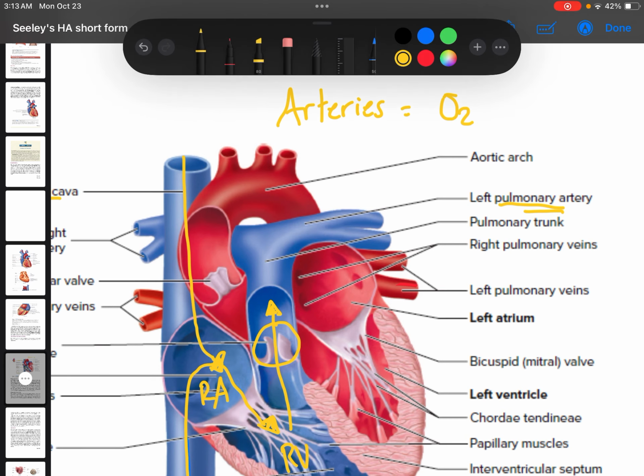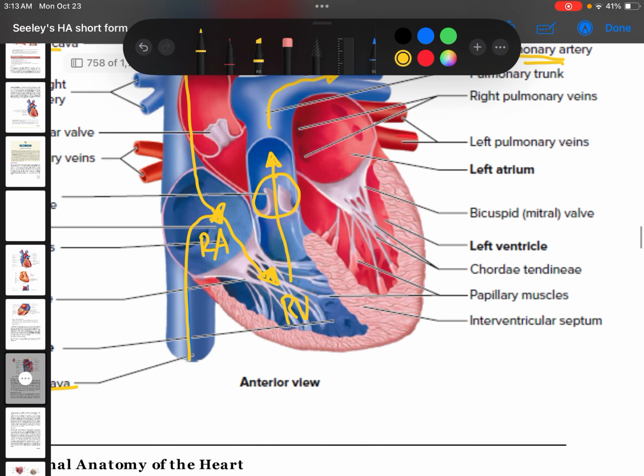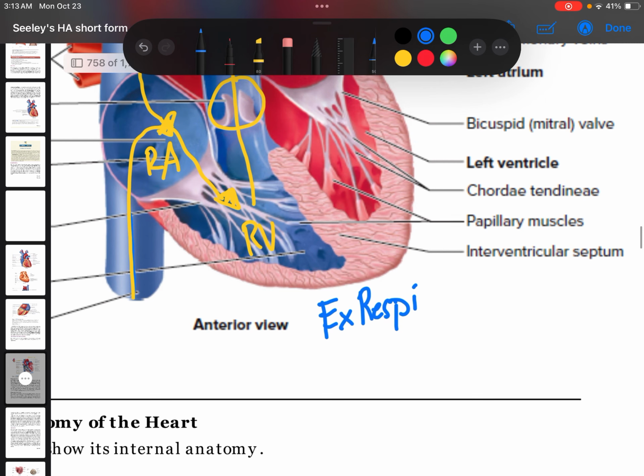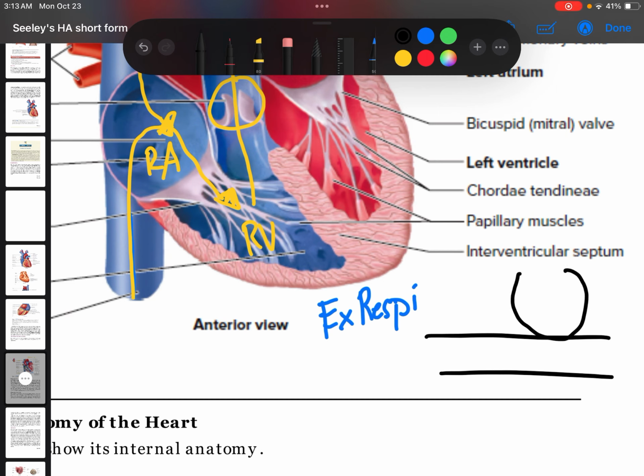Once the unoxygenated blood goes through your pulmonary artery, it will send that blood towards your lungs, wherein external respiration will occur. If you remember, class, external respiration looks like this. Okay, this is your capillaries. Okay, and this is your alveoli.